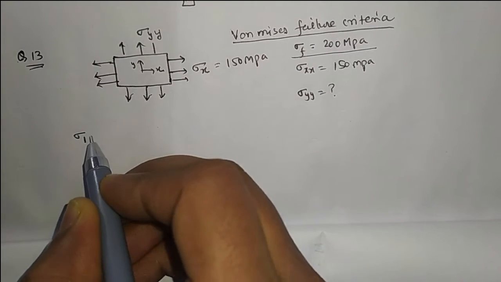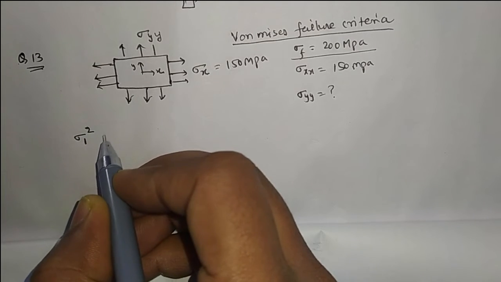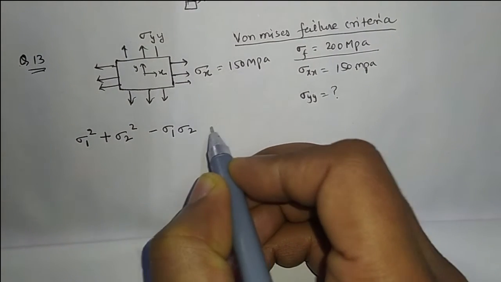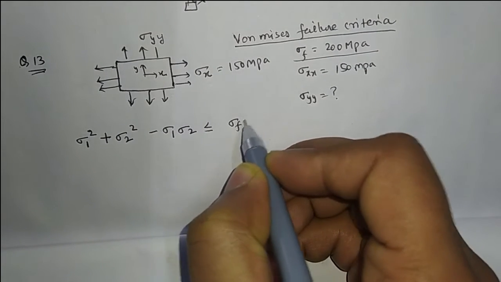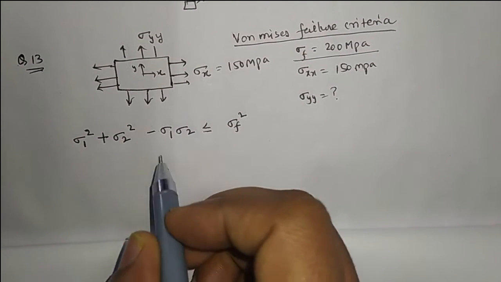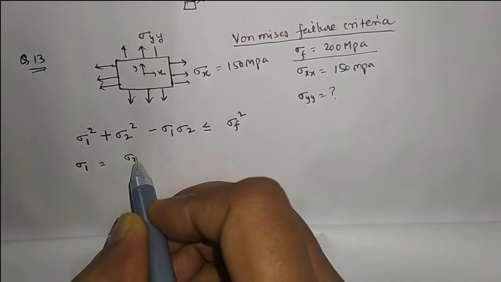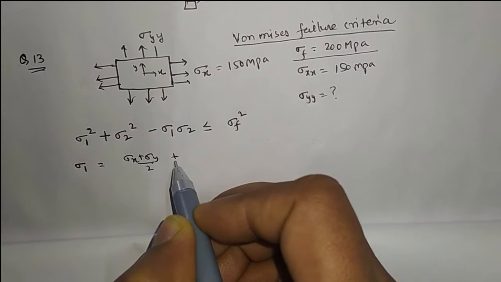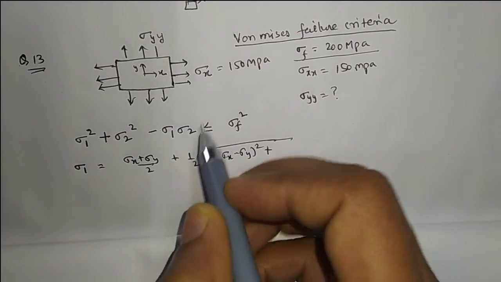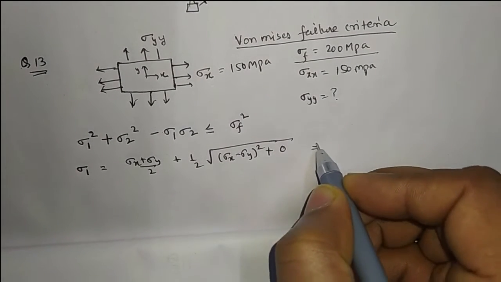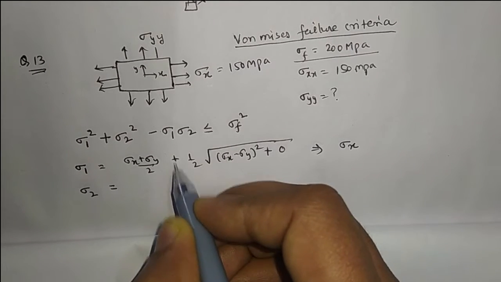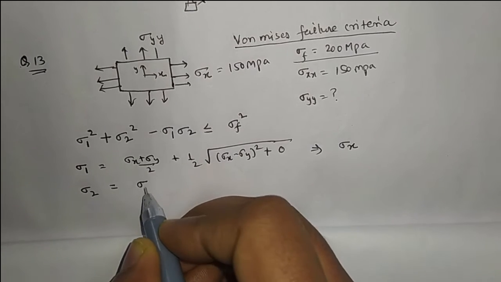We know the failure criterion for a two-dimensional state of stress is sigma 1 square plus sigma 2 square minus sigma 1 sigma 2 less than or equal to sigma failure square. Sigma 1 and sigma 2 are the principal stresses. The principal stress is sigma x plus sigma y by 2 plus or minus 1 by 2 square root of sigma x minus sigma y whole square plus shear stress, which is 0. So sigma 1 will be sigma x. Similarly, using the negative sign, we get sigma 2 equal to sigma y.